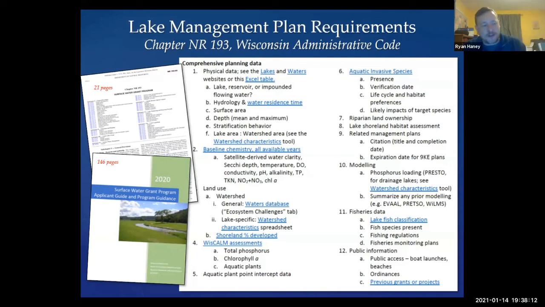Who owns the boat launch? What are the ordinances? All this information gets wrapped into this document, and so it's a lot of ground to cover. It's a lot of information.